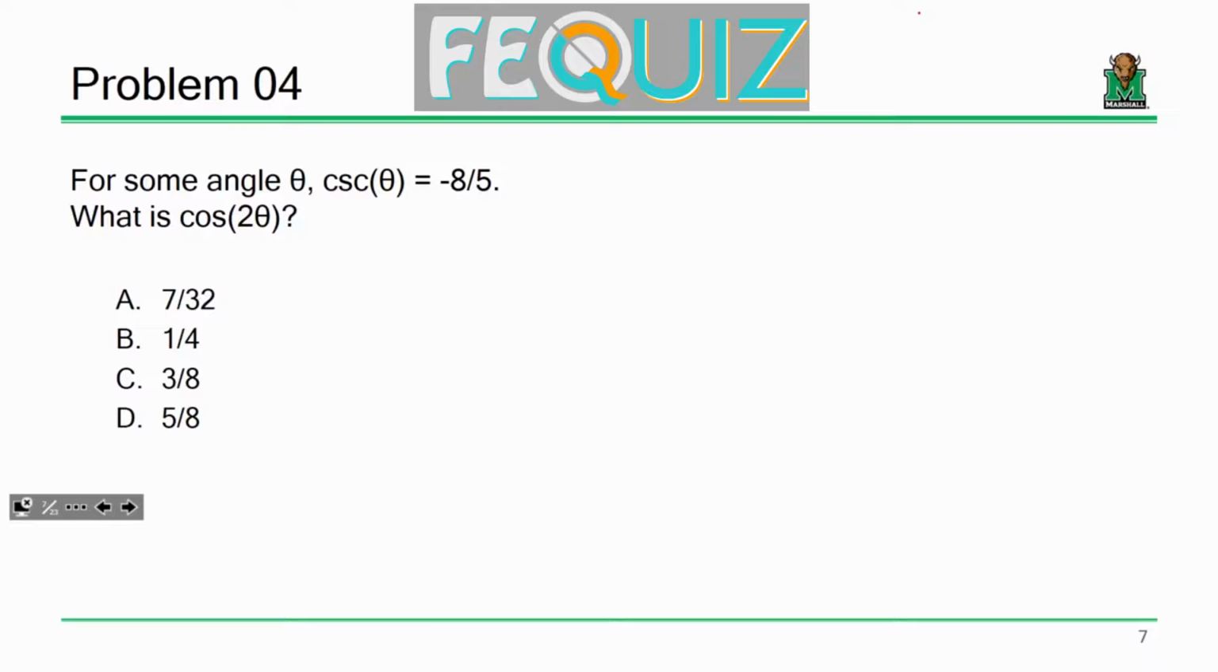So, for some angle, the cosecant of that angle is -8/5. What is the cosine of 2 times that angle? Right? Just a bunch of stuff there.